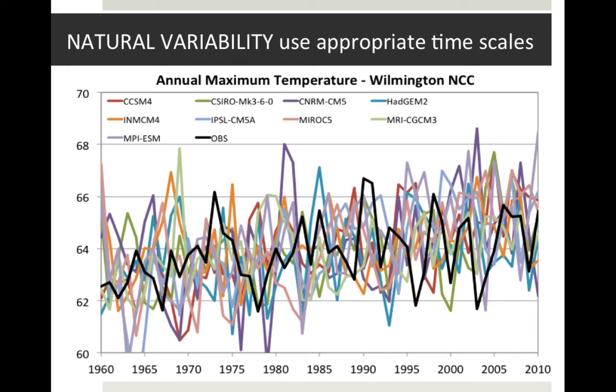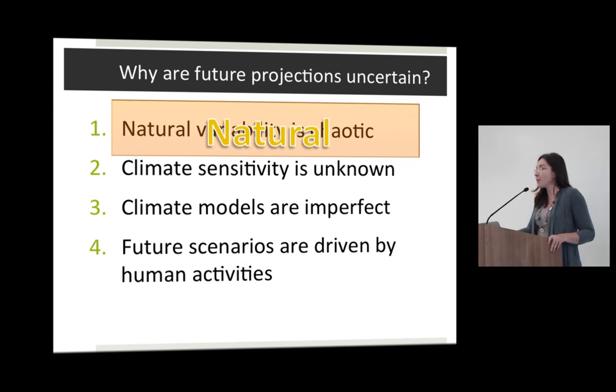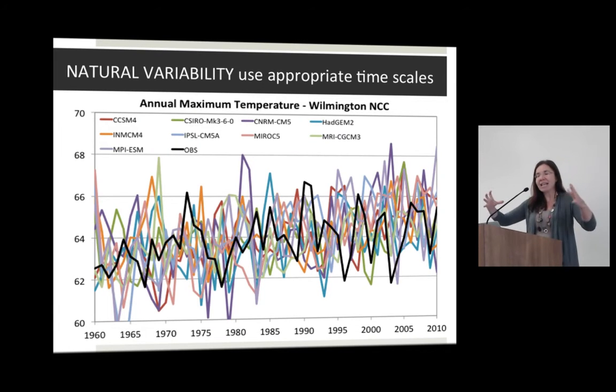The black line is the observations, and all of the colored lines are different models. Now, when you look at this naively, you might say, oh my goodness, those models are all wrong, aren't they? Because none of them matches the black line. Why do these models not match the black line? Reason #1, natural variability. Each climate model, as Keith probably explained, is like a different planet. It has the same external forcing, but it has its own unique pattern of internal variability.